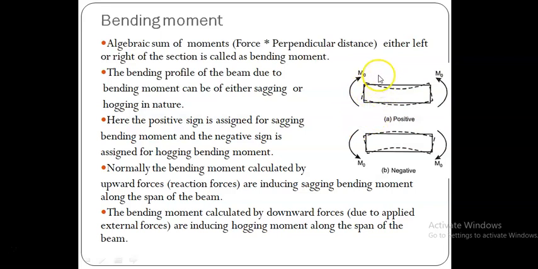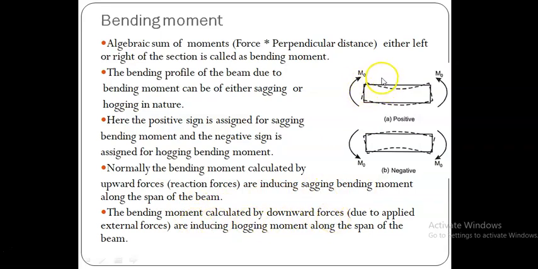Suppose I want to know the bending moment at this section, and there is a reaction force at this end, which is an upward force. This upward force into this distance gives the bending moment at this section. This force into distance produces the sagging moment, so reaction forces induce the sagging bending moment along the span of the beam. Like that, now the bending moment calculated by downward forces.